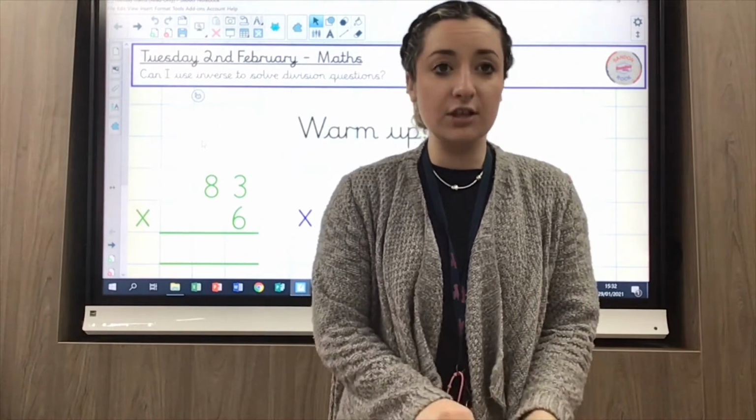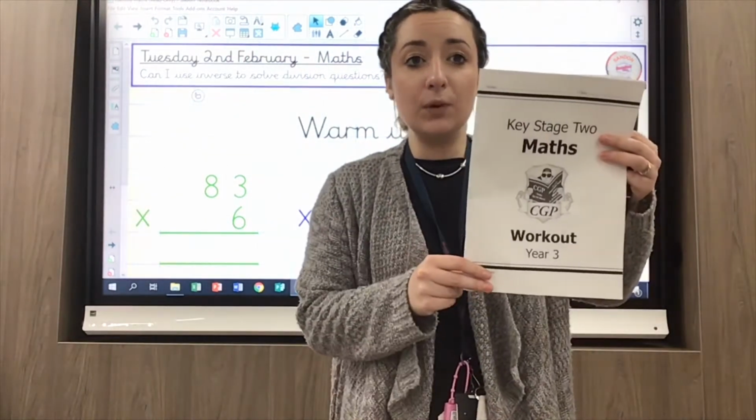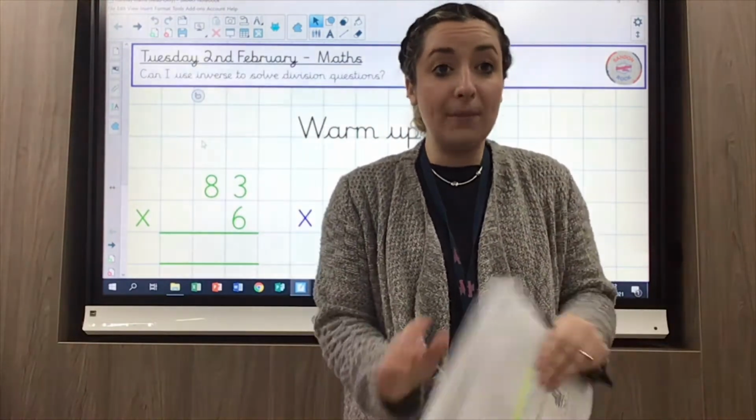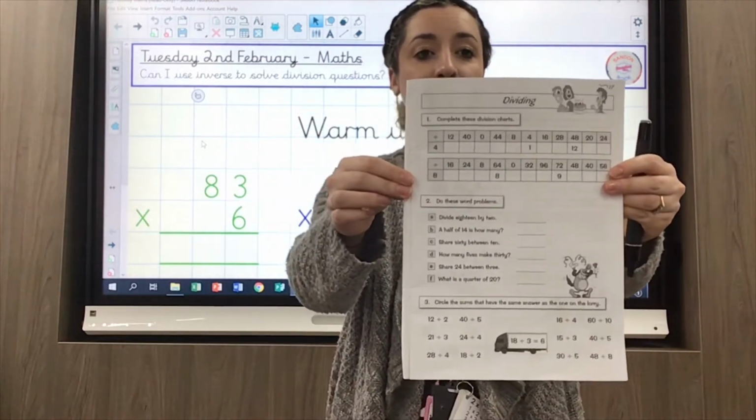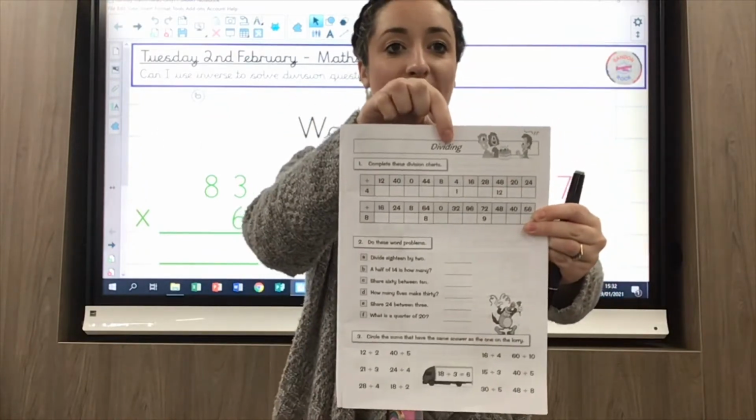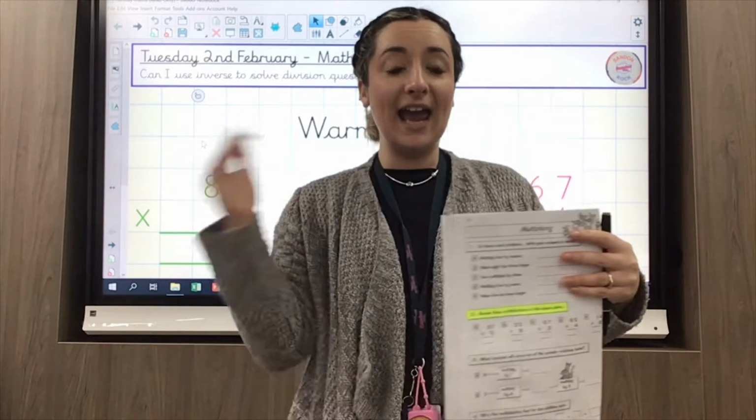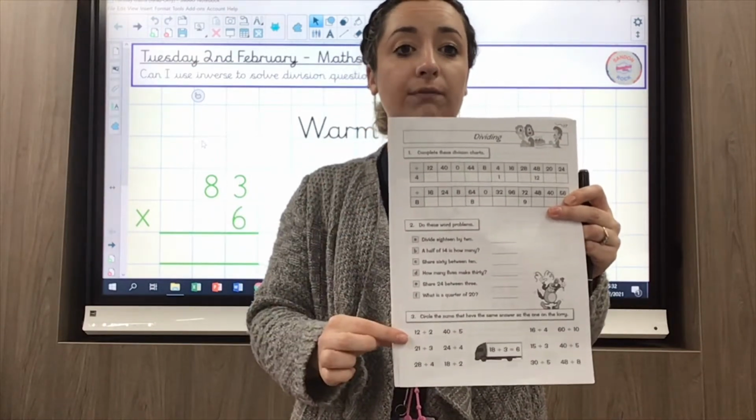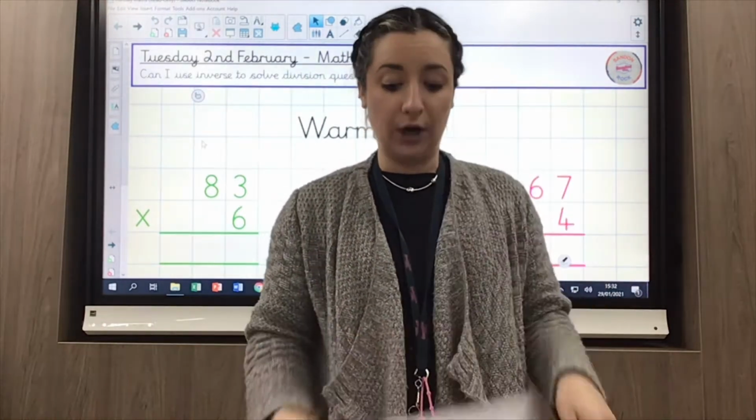Now this lesson is going to be for the children who've got the Year 3 booklet. So if you've got this booklet then this video is for you, and today's learning is going to be on page 17. So we need you to turn to this page here and you can see on the page that we are dividing today. So yesterday we were multiplying, weren't we? And now we're going to turn to dividing. So this is going to be our learning for today. We've got section 1, section 2 and section 3 to work through.